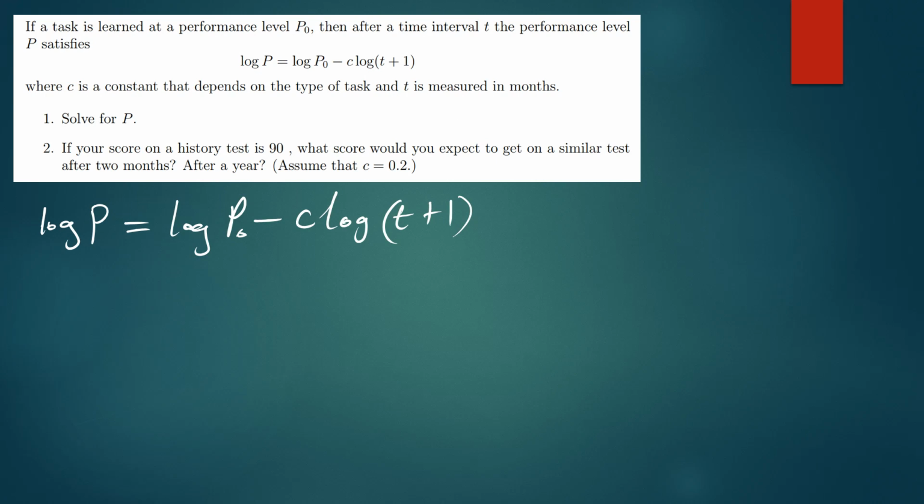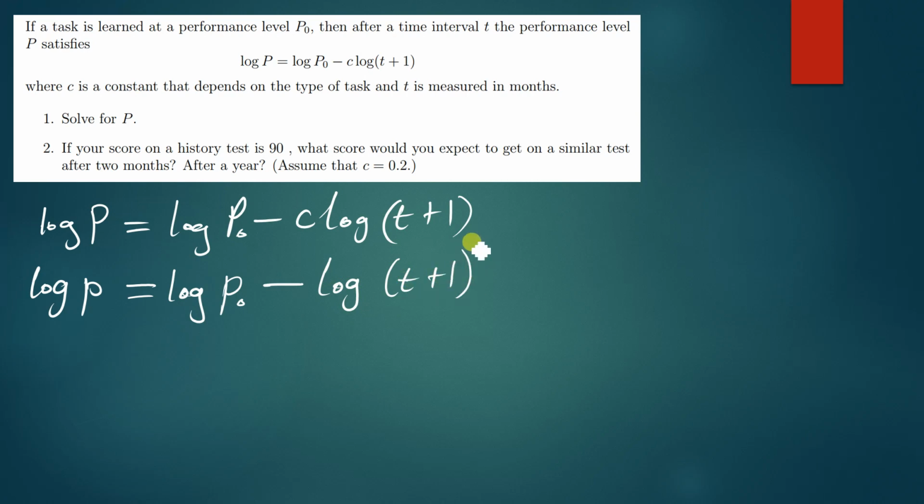Alright, so the first question tells us to solve for what? For P. So how do you solve for P in a question like this one? The first thing that you do is to consider the rules of logarithms. So I'll take this C as the power there. So I'm going to remain with log P being equal to log P0, then minus log (T plus 1) to the power what?